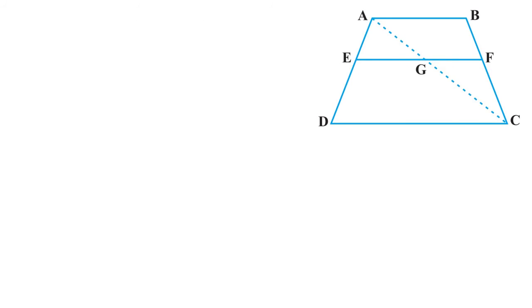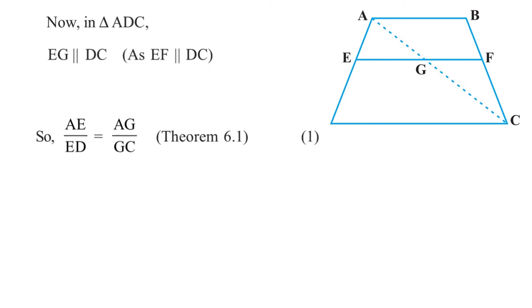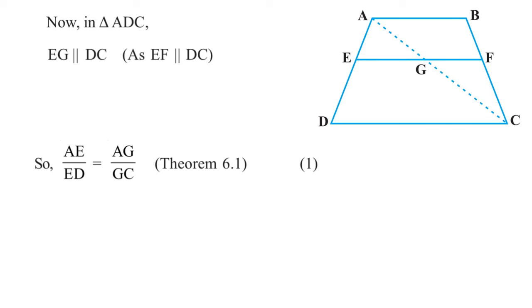So let's look at the triangle ADC now. In triangle ADC, we have EG parallel to DC. Why? Because EF is parallel to DC. So EG will be parallel to DC. So can we apply theorem 6.1 and say that AE over ED is equal to AG over GC according to the theorem of proportionality? Yes, we can.